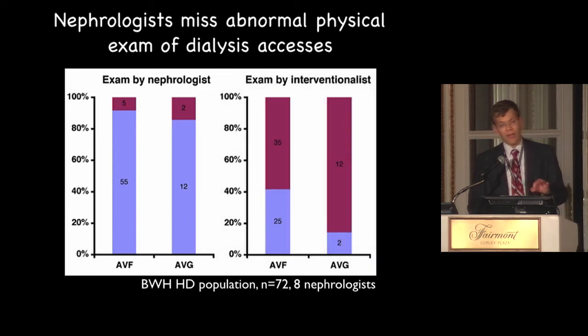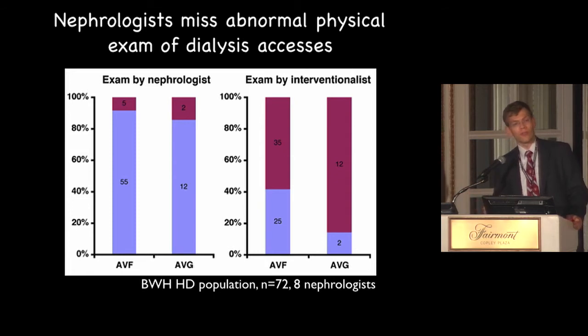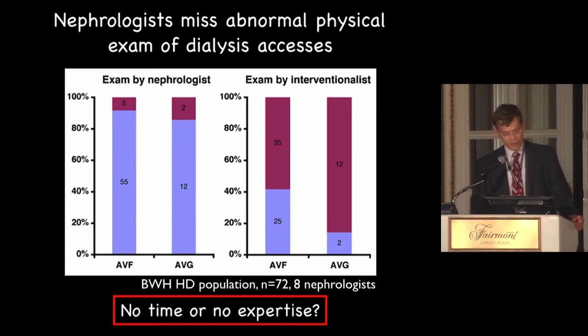But then if you actually go with a categorized physical exam, performed by somebody who does this a lot, then you find that there's actually a lot of dysfunction in these accesses. And in this study we could angiographically confirm them, and we could improve the physical exam findings by interventions. And the question is really, do the nephrologists have no time to look? They say, well, it's all taped up and I can't feel it. Or is it that they don't have expertise?